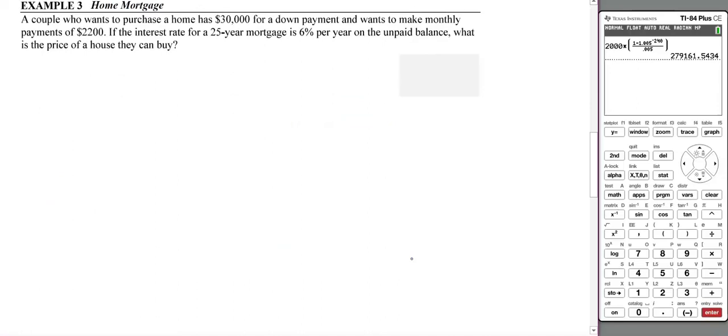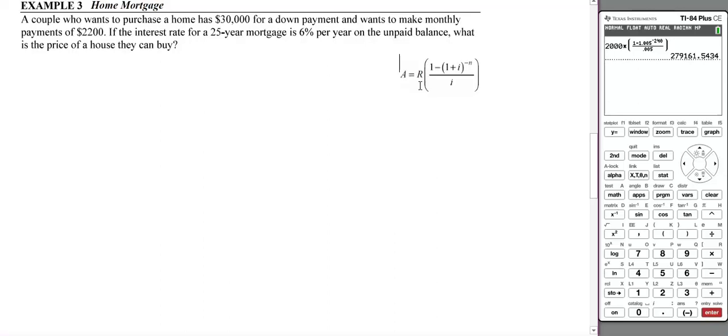Example 3, home mortgage. A couple who wants to purchase a home has $30,000 for a down payment and wants to make monthly payments of $2,200. If the interest rate for a 25-year mortgage is 6% per year on the unpaid balance, what is the price of a house they can buy?